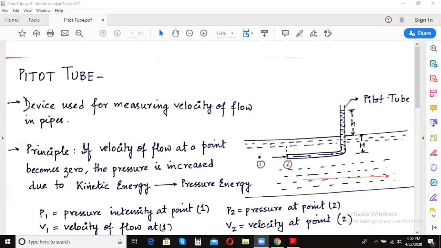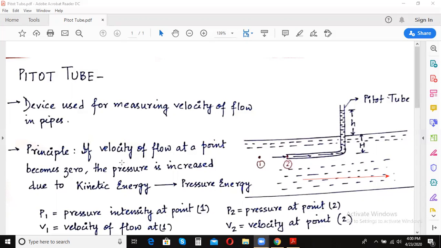So the liquid, as it encounters this tube, enters into the tube. First, the motion ceases. Then, since the tube is there, the liquid enters the tube and rises up. It rises up inside this tube due to the conversion of kinetic energy to pressure energy. So this is the basic principle of the pitot tube.